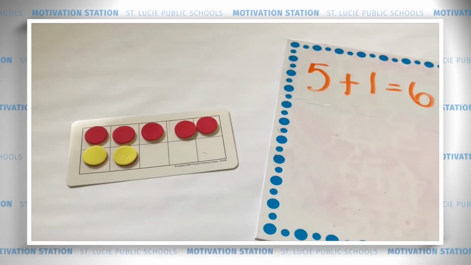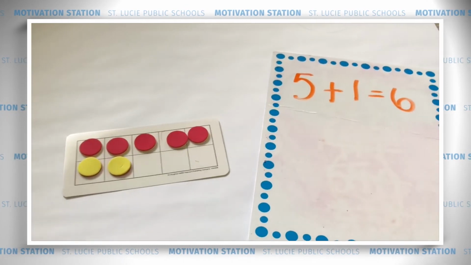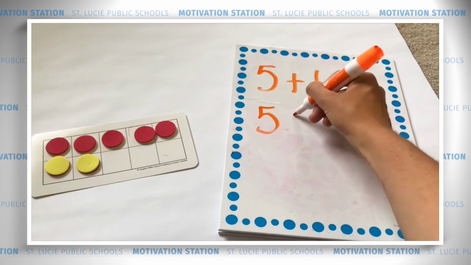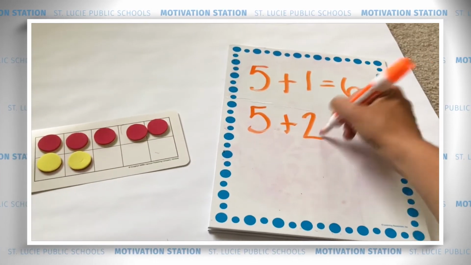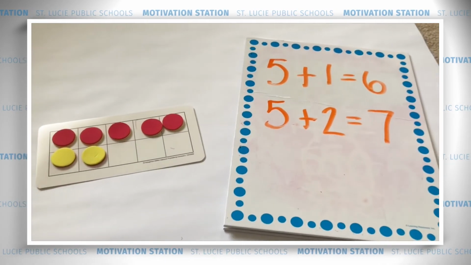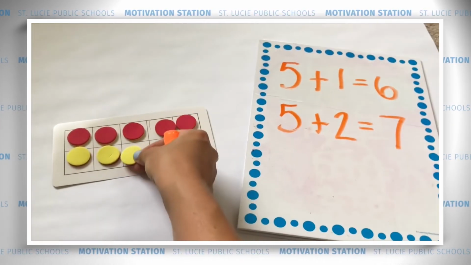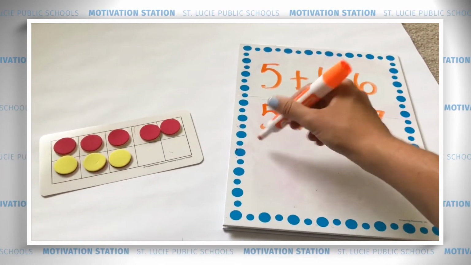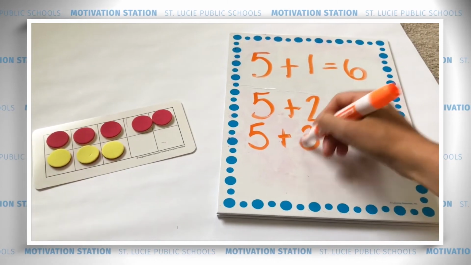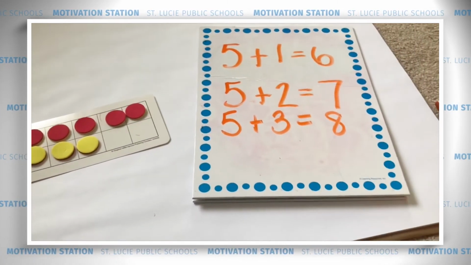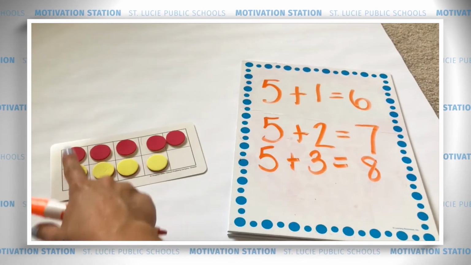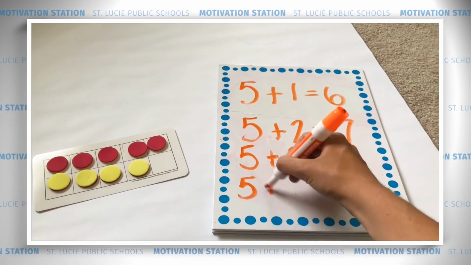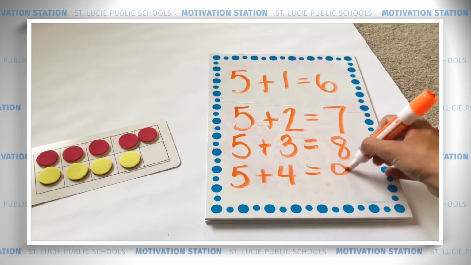Okay, so what equation can I write for the total number of counters now? So I have 5, 6, 7. I have 5 plus 2 yellow equals 7. Okay, let's keep going. 5, 6, 7, 8. I have 3 red ones now. 5 plus 3 equals 8. 5, 6, 7, 8, 9. And I have 4 yellow ones. 5 plus 4 equals 9.